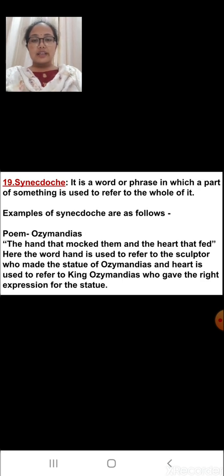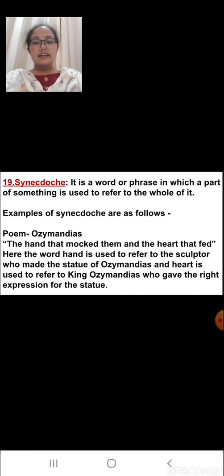The 19th one is synecdoche. It is a word or phrase in which a part of something is used to refer to the whole of it. For example, in the poem Ozymandias, "the hand that mocked them and the heart that fed," here the word hand is used to refer to the sculptor who made the statue of Ozymandias, and the heart is used to refer to the king Ozymandias who gave the right expression for the statue.